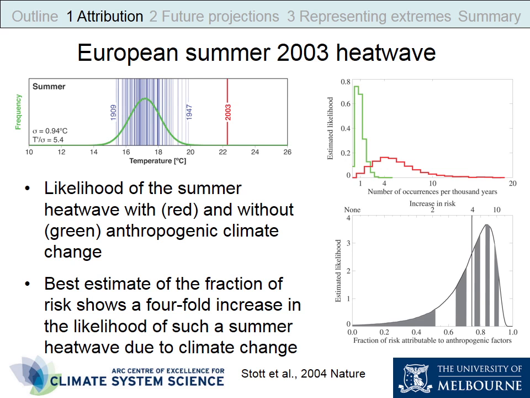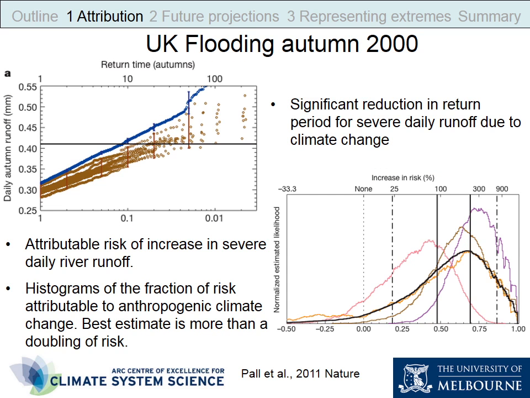And that's this plot here, showing the occurrence of summer temperatures in the anthropogenically influenced model runs and without, and the best estimate was that there was a fourfold increase in the likelihood of such a summer occurring due to climate change. So in this case, there was a strong human influence, unlike our example of the heavy Australian rainfall. And this is just a final example of that event attribution using climate models examples.